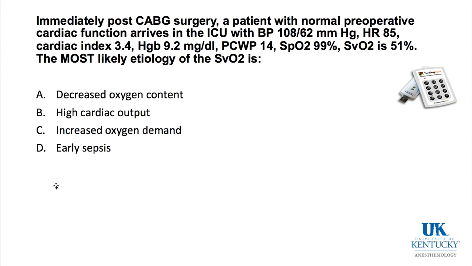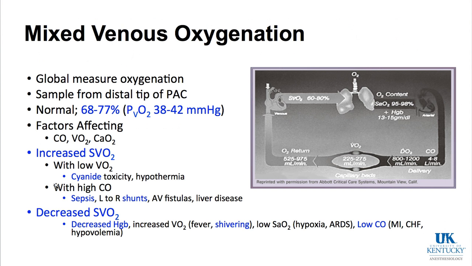Is it decreased oxygen content? Well, that's not likely because the saturation is 99% and the hemoglobin is 9.2. Is it because of a high cardiac output? Well, that would give you more delivery to the tissues and a higher SvO2. Increased oxygen demand, that's possible. In fact, shivering is a common cause of increased oxygen demand post-cardiac surgery where hypothermia is being used and the patient has not been warmed well, and in the ICU is awakening, neuromuscular blockade is wearing off, they're shivering, they're using more oxygen, and this would be a classic finding. Increased oxygen demand. That leads into the keyword mixed venous oxygenation.